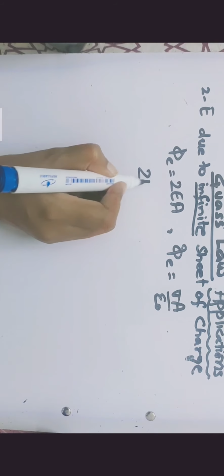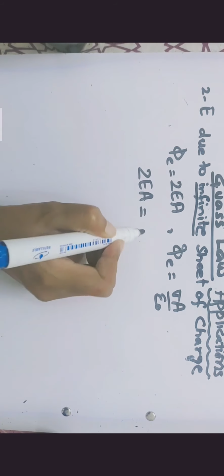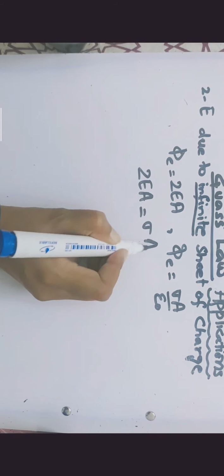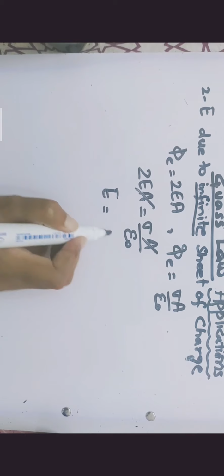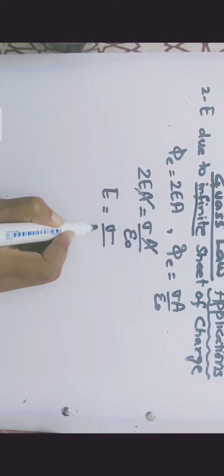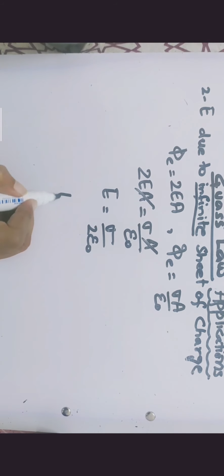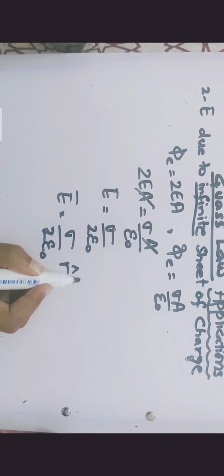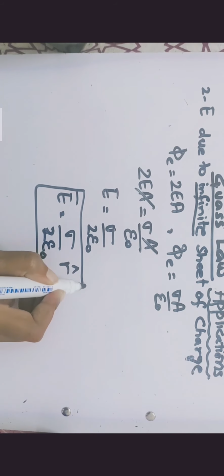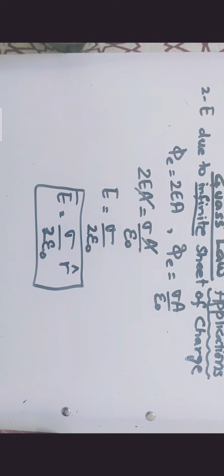So comparing the two equations, we get 2EA equals sigma A over epsilon naught, and A can be cancelled out. We want to get the value of E, so taking it on one side and the rest of the values on the other side. So the value of E equals sigma over 2 epsilon naught, and its vectorial form can be represented like this, having an r unit vector which shows the direction of E, that is, the electric field intensity.